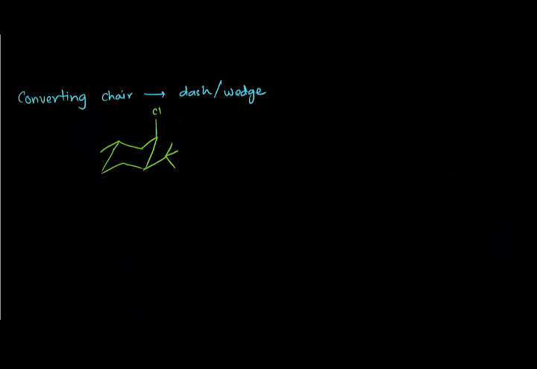Let's quickly do one problem where we are trying to convert a chair structure into the corresponding dash and wedge structure. So what I have here is a chair structure. Again, I am going to number. And why number? Because it just saves me the trouble later on. If I don't number, we tend to make mistakes. So it's easier to just number and know on which carbons you want to place the groups. So I have 1, 2, 3, 4, 5 going clockwise on the chair. I have 1, 2, 3, 4, 5 going clockwise on the dash and wedge structure as well.